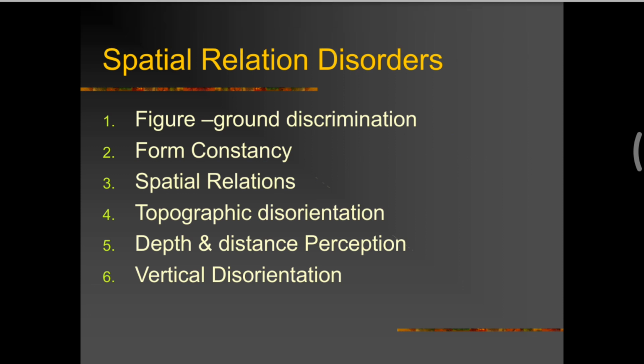Now, there are 6 different types of spatial relation disorders. The first one is figure ground discrimination. Second is form constancy. The third is spatial relation. Fourth is topographic disorientation. Fifth is depth and distance perception. And the last is vertical disorientation.